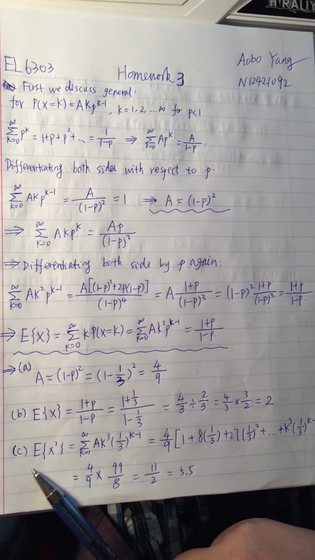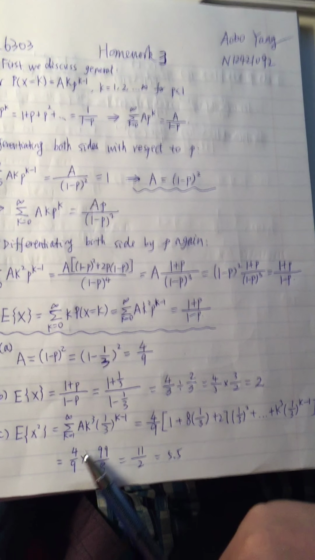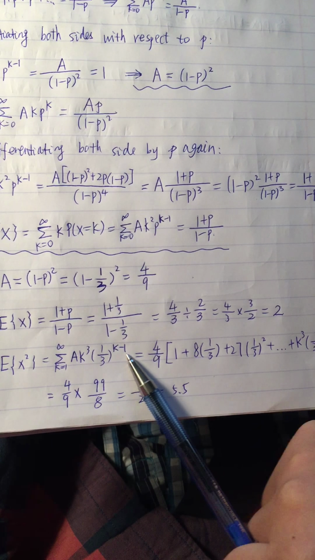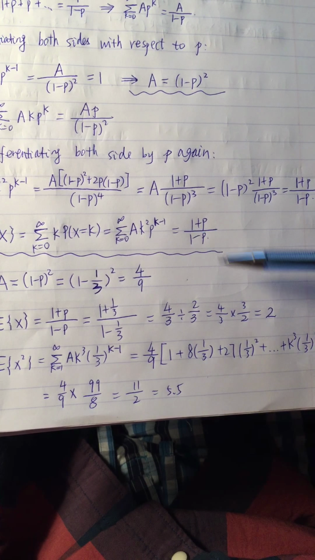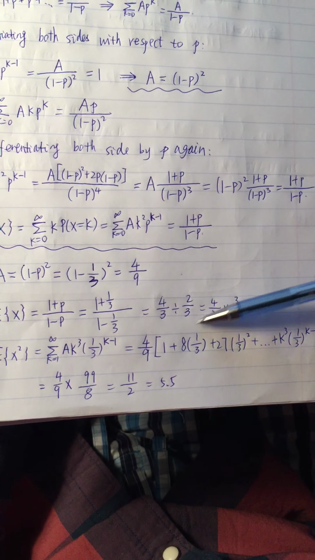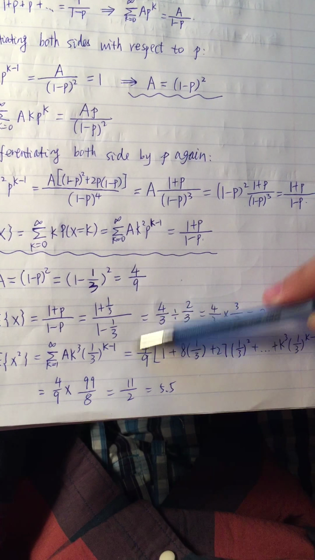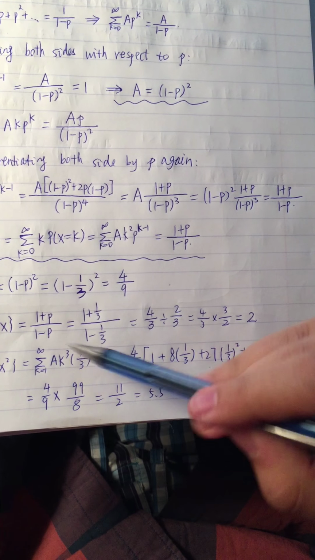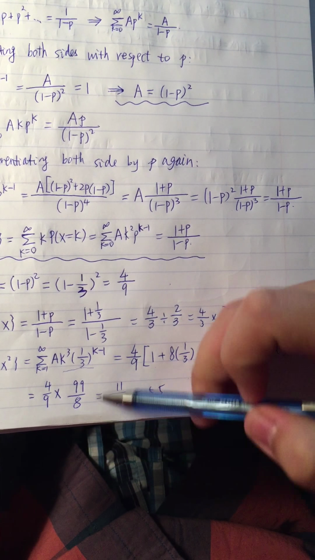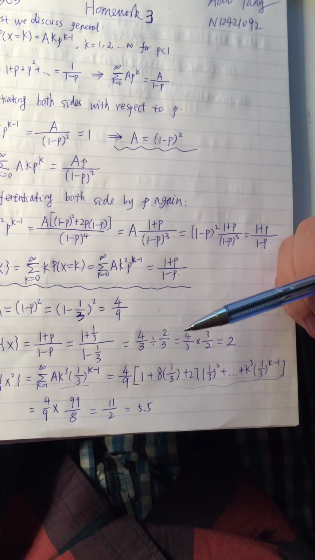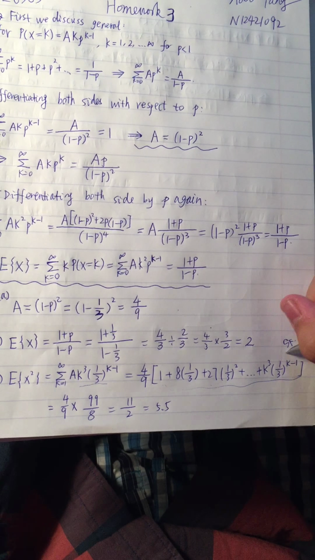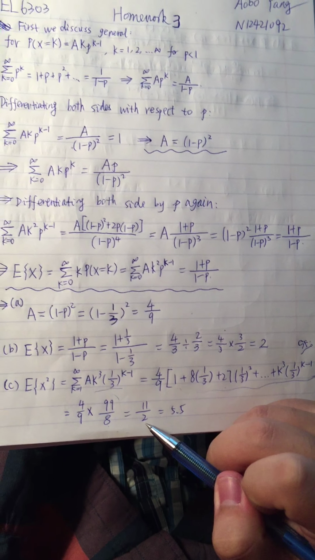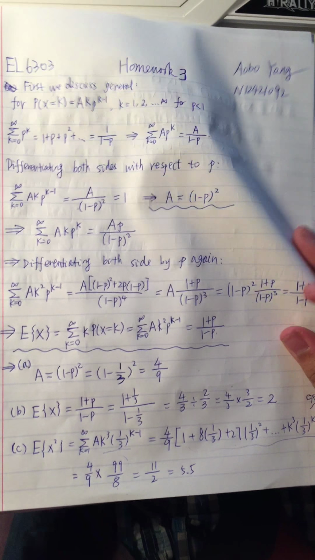And E[X²] is equal to the sum of a k² (1/3)^(k-1). It's the same as the discussion for E[X]. So we can identify that a is equal to 4/9. We can calculate this and divide it, and we can identify this is 99/8. So the total final is 11/2, it's 5.5.